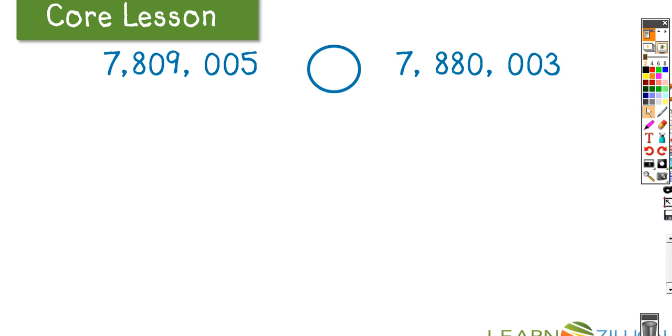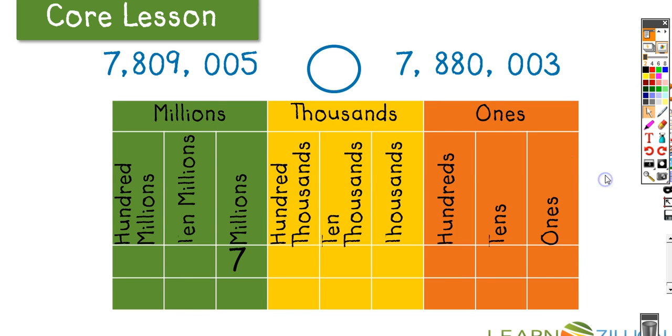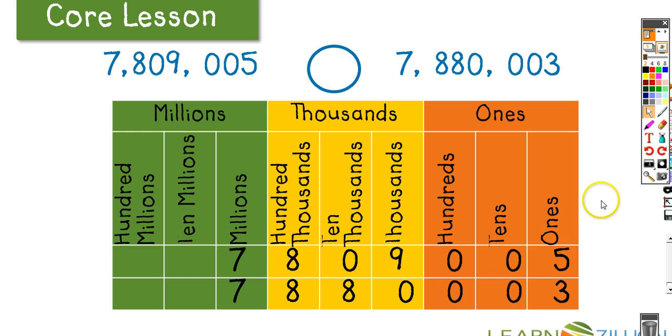Let's compare these two numbers. These are larger numbers. We have 7,809,005, and we have 7,880,003. Let's put them in the place value chart. When we put them in there, we are stacking them on top of each other, and it makes it much easier to see which one is larger. In a few minutes, we won't have the place value chart, but you still can stack your numbers. Anytime you're comparing, that's the best way to do it, is stack them. Make sure you have the ones underneath each other, tens, hundreds, and on up.